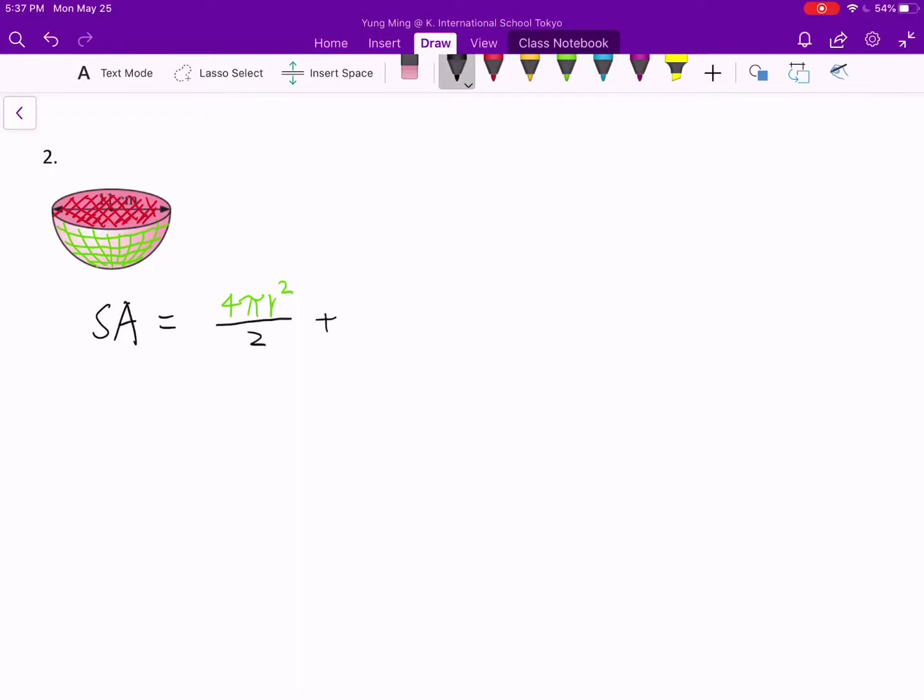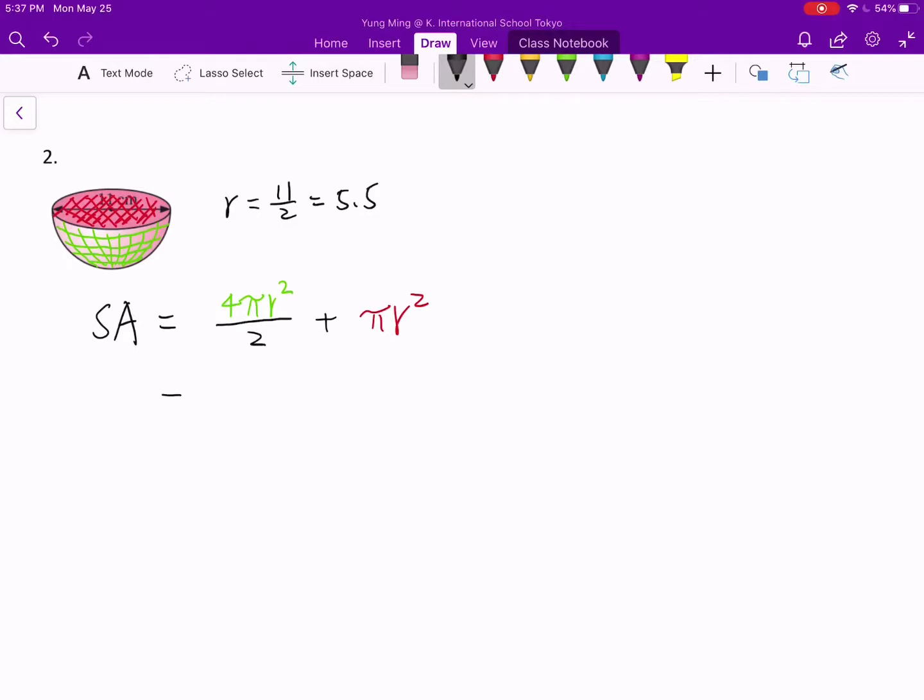And then we add the red part, the actual watermelon. So what is that? In that case, it's basically just pi r squared, because it's just the area of a circle. So in this case, you're basically done. Our r is 11 divided by 2, which is 5.5. You can plug your r into this expression, and then you will be able to find the answer.